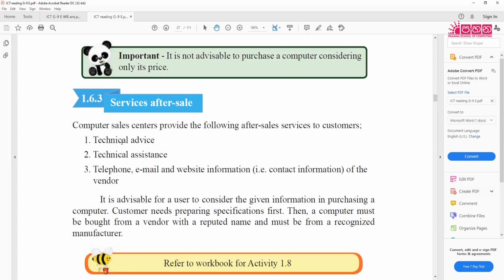So when you're selecting a vendor or a place, you have to think about their reputed names and also the manufacturer. Remember we discussed there are AMD processors, Intel processors and so on. So you should usually buy with a reputed name.